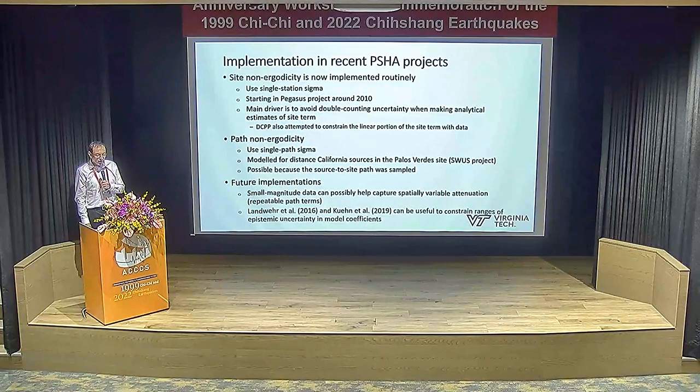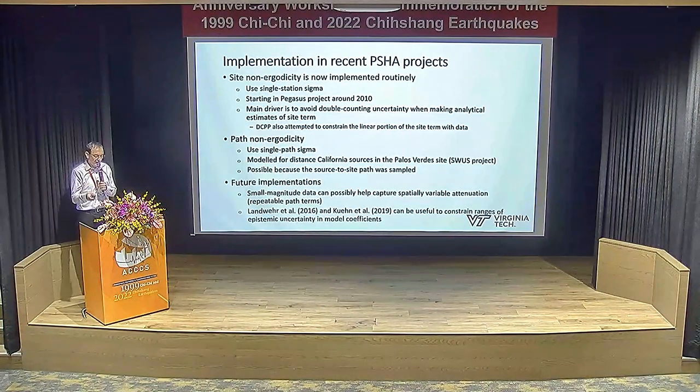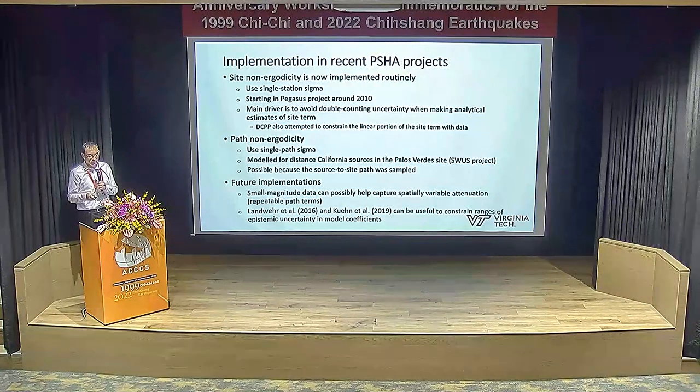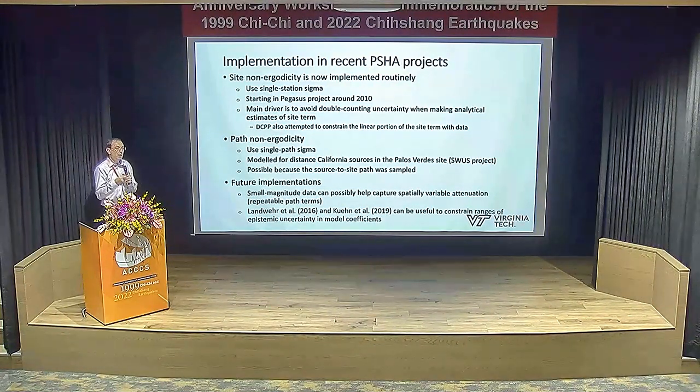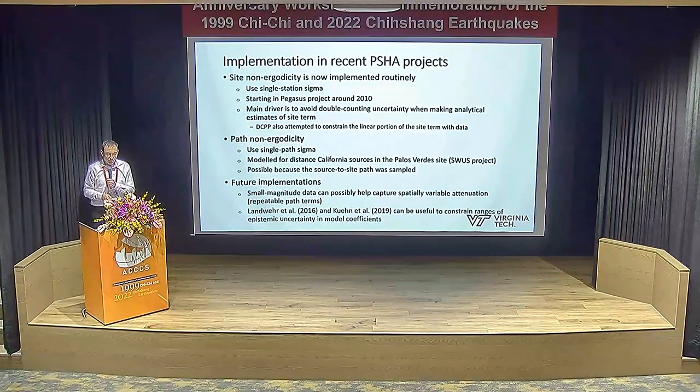And the main driver is not that you are reducing uncertainty, you are reducing aleatory variability, which has an advantage, but the main driver is to avoid double counting uncertainty, because when we are making analytical estimates of the site term and we are including the uncertainty in our predictions, then if you do not remove the corresponding aleatory variability from the sigma, then you are double counting uncertainty.